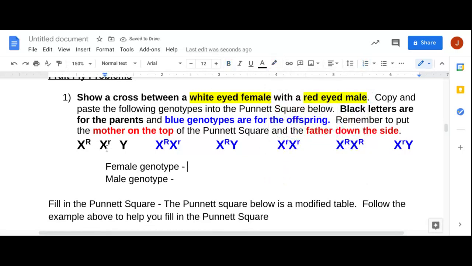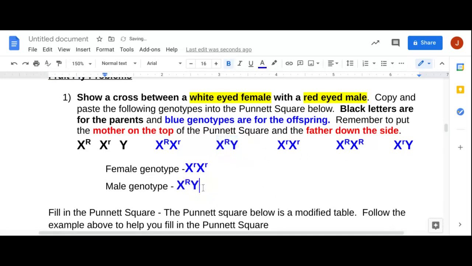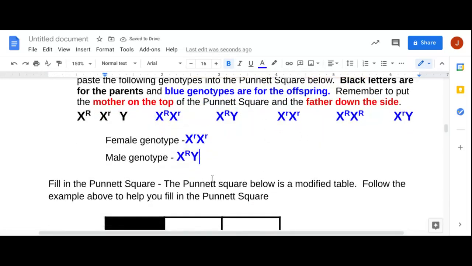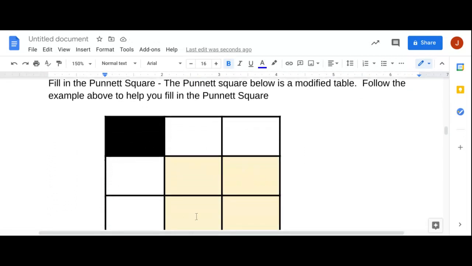White-eyed female. Here's a list of all of the alleles and the sets of genotypes. I need to find white-eyed male or female. Here it is. I'm going to Control C and Control V. Good. Now, a red-eyed male. So this is red-eyed right here, and that is a male. Control C and Control V. That's my first part. Now, fill in the Punnett square. Punnett square below is a modified table. Okay, we've done this before.